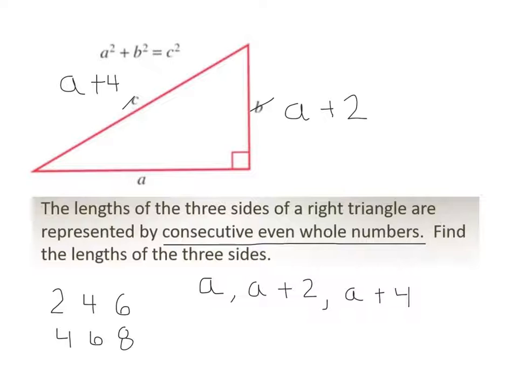We want to solve for a. And once we find a, then we know that the next leg is going to be 2 more than it, and that the hypotenuse will be 2 more than it.